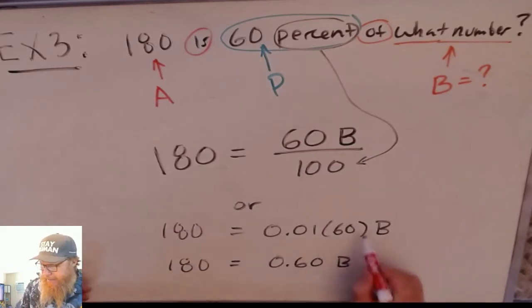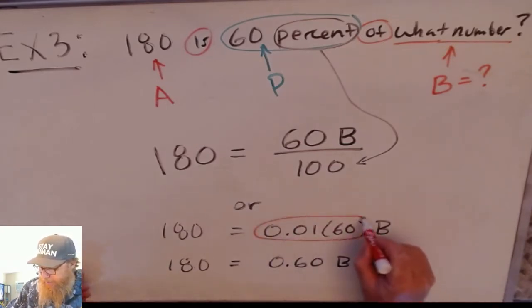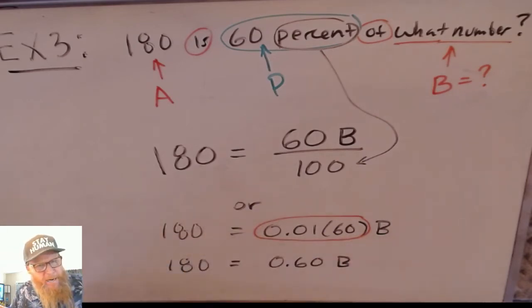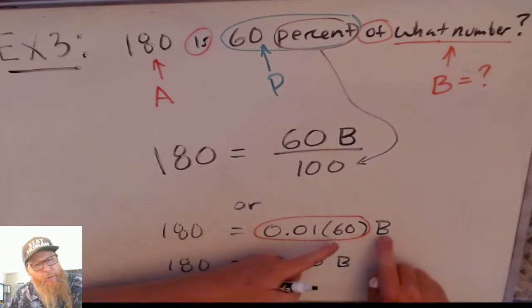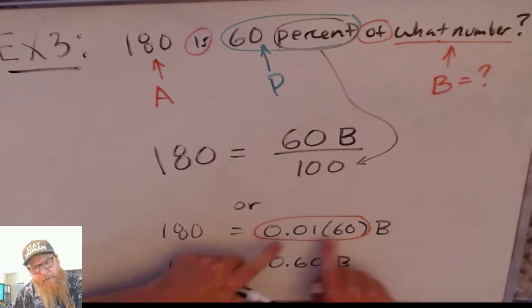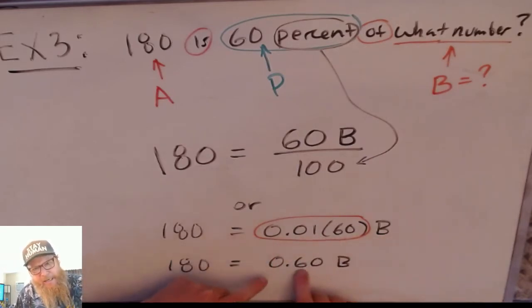Whenever I do the decimal version, I like to multiply these two first. I mean, unless I already know what B is. If I already knew what B was, I probably would have done that first. But I don't know what B is, so I'm going to multiply the .01 and the 60. That gives me .60, or 0.6.